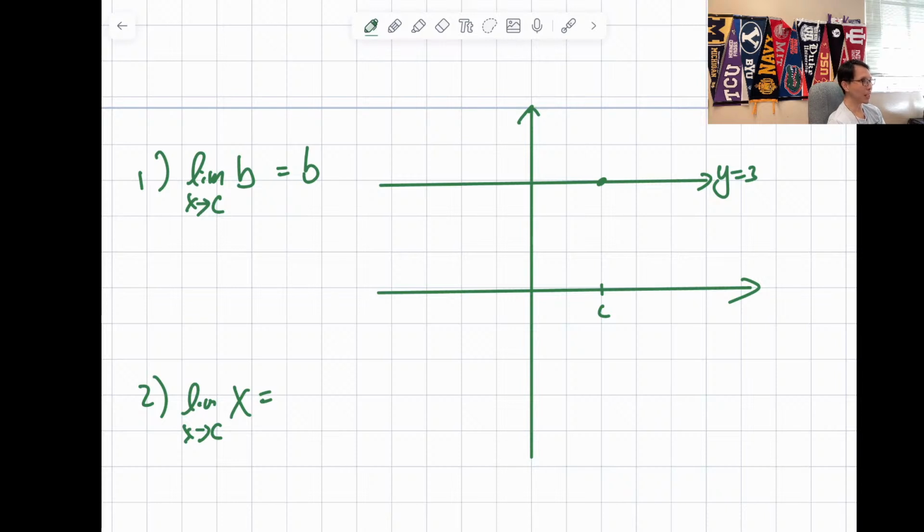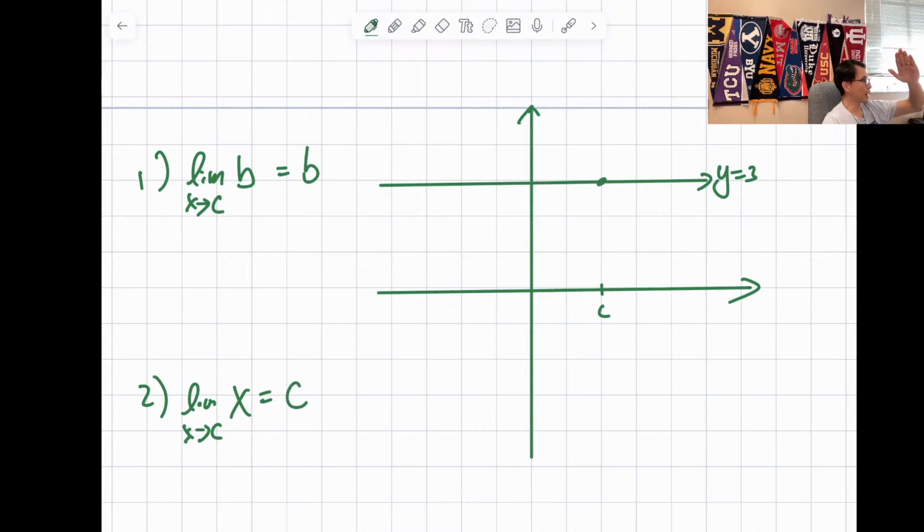Yeah, x approaches c of x. What do you think it's going to be? X is not correct. Ashton? C is correct.